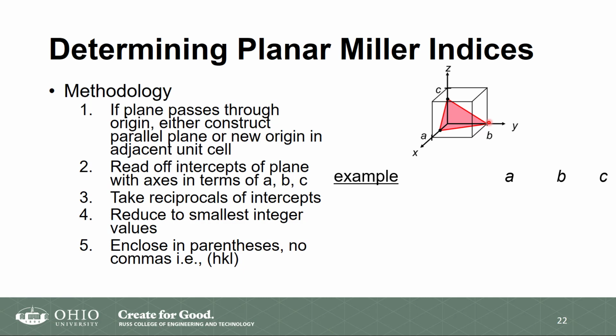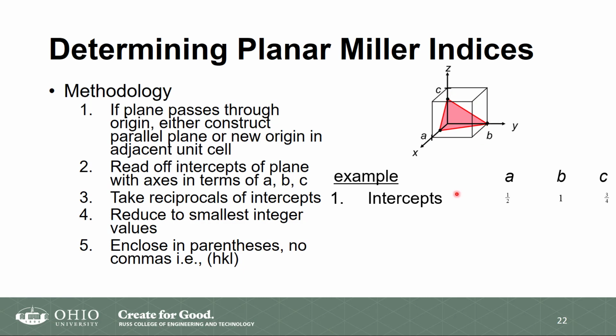And then in the y direction, it crosses the y-axis at the full length of B, and then it crosses the c-axis at about, let's say, 2/3 or 3/4 of C. So we look at our intercepts as 1/2, 1, and 3/4. Again, notice that all of these values are positive, because all of these points where they cross the axis are positive with respect to the origin. So positive x, positive y, and positive z.